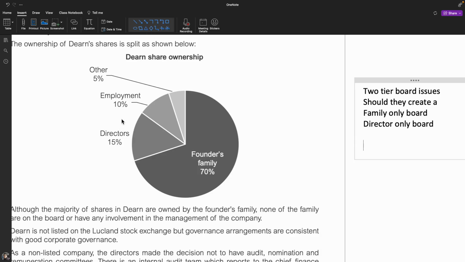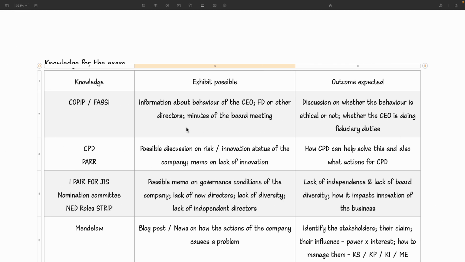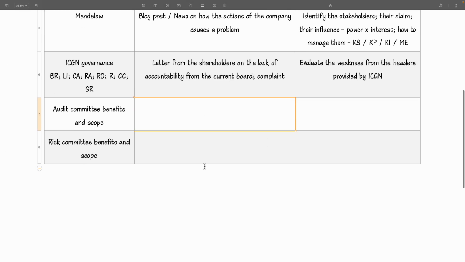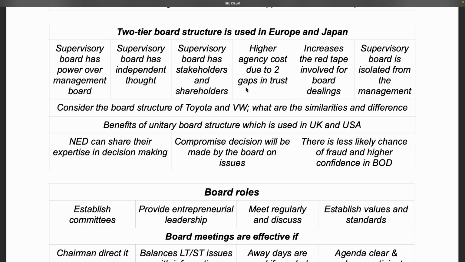So you might have to consider whether or not they have to create a two-tier board. So it's possible a two-tier board might come out. Just a sidebar discussion on two-tier board. If you talk about two-tier boards, remember it's just a split and then creating two boards, and then you must understand what the two boards are that they are doing.